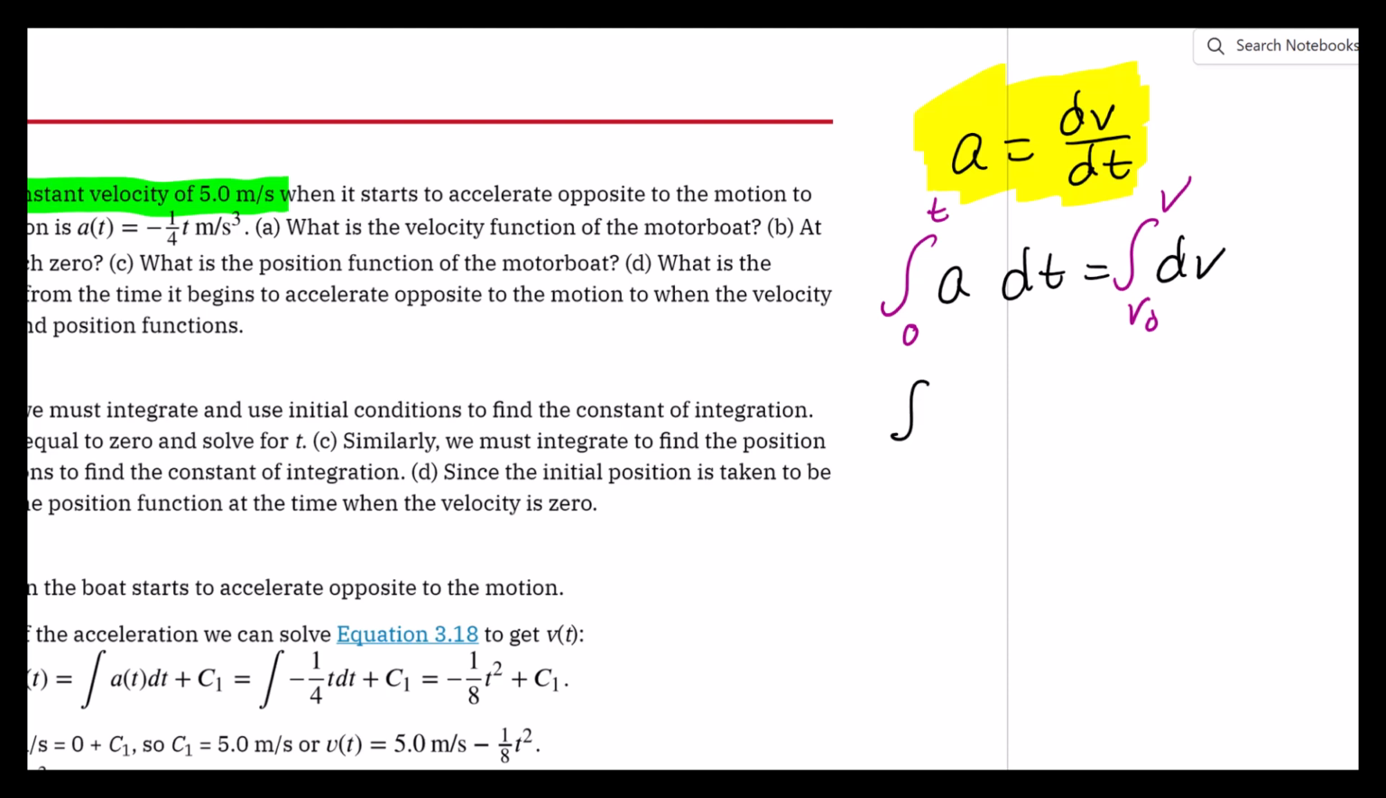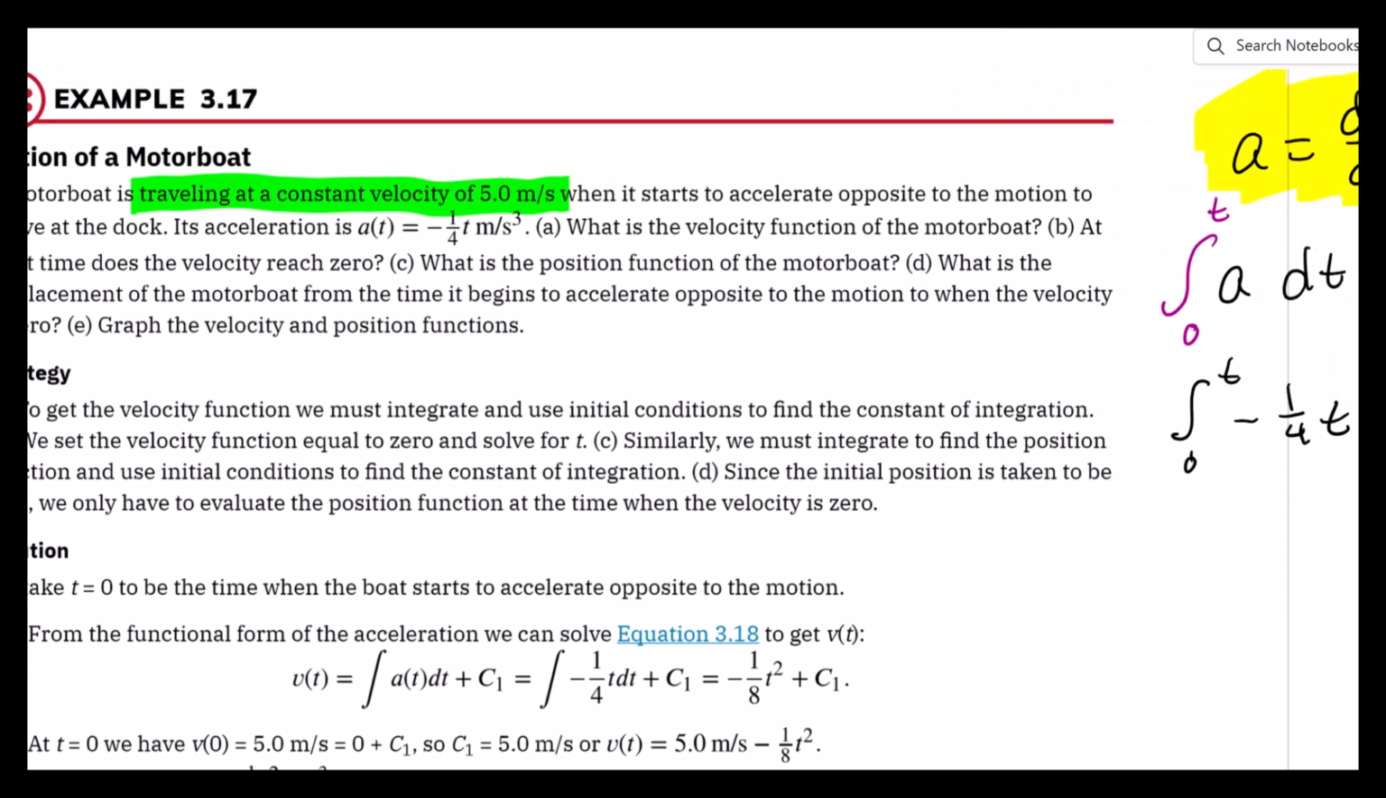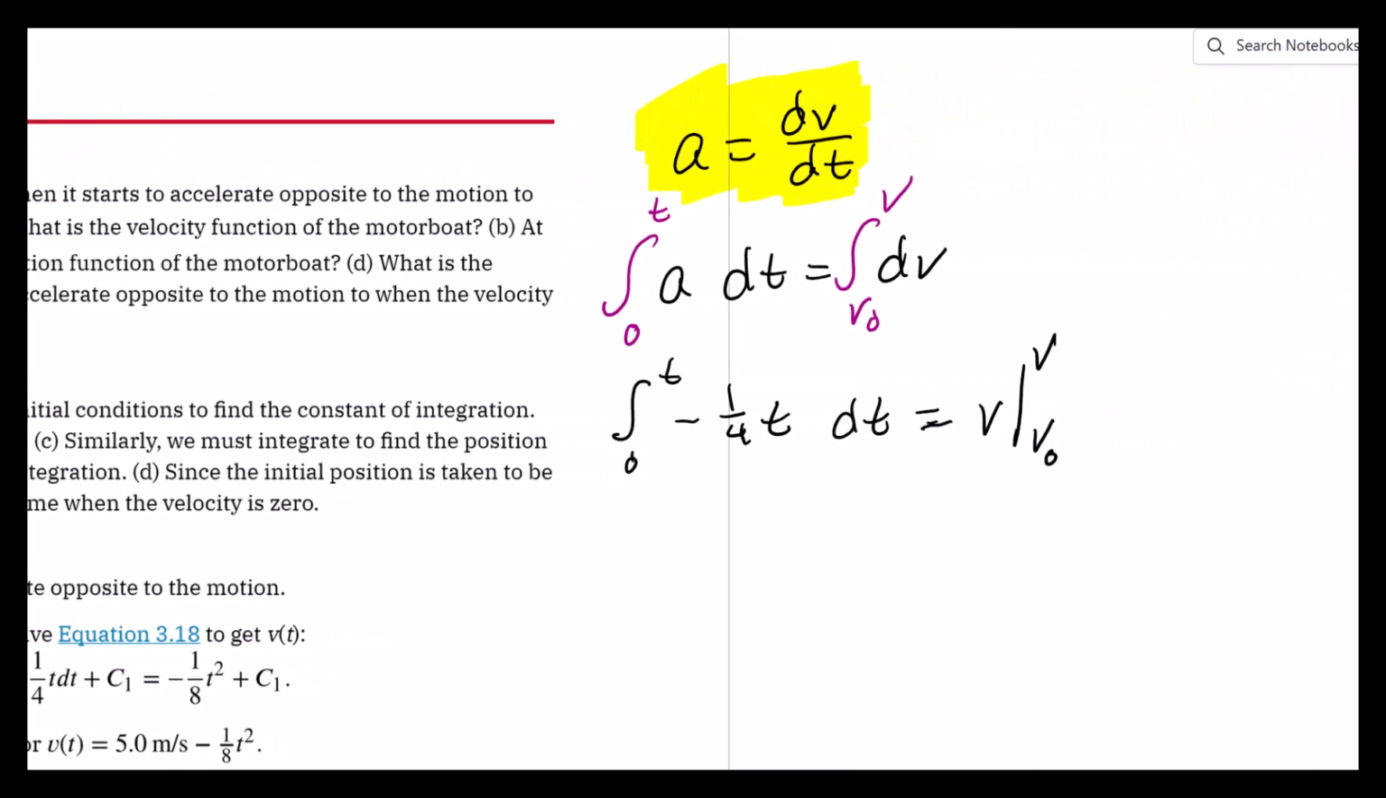Okay, so I have the integral from 0 to t. A in this case is -1/4 t dt. The integral of dv is just going to be v evaluated from v naught to v. And in this case, v naught is the initial velocity of 5. So I can just delete this and call this 5. But what I'm really trying to emphasize to you is that it's that definition of acceleration that's really the most important thing. All right, so what is that? It's -1 over 8 t squared?